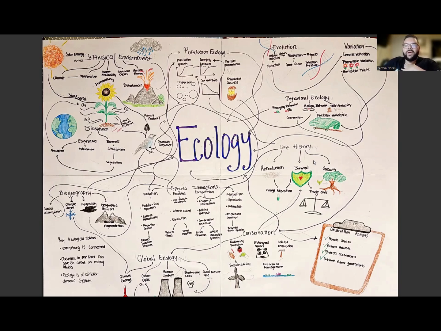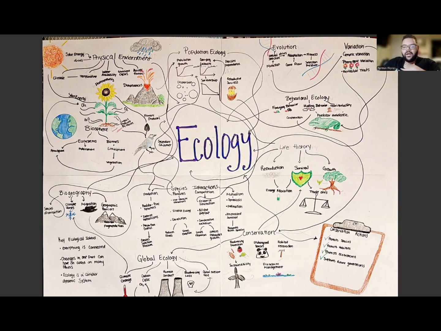Overall, this concept map demonstrates that ecology is a highly interconnected and dynamic system. Environmental conditions, populations, evolution, species interactions, behavior, and global processes all continuously influence one another. Changes in one ecological process can affect many other systems throughout an ecosystem. Understanding these relationships is essential for studying ecology and addressing environmental challenges such as biodiversity loss and climate change. This concludes my ecological web.